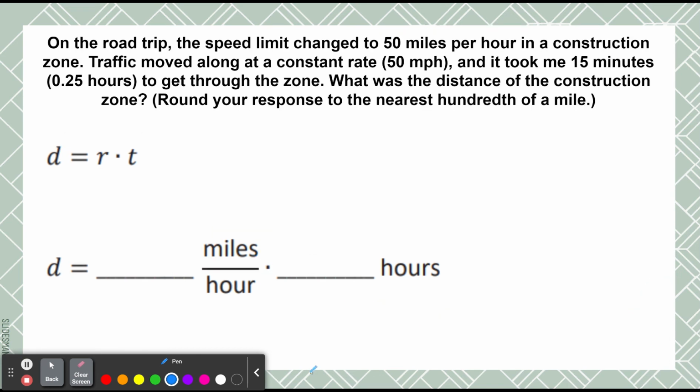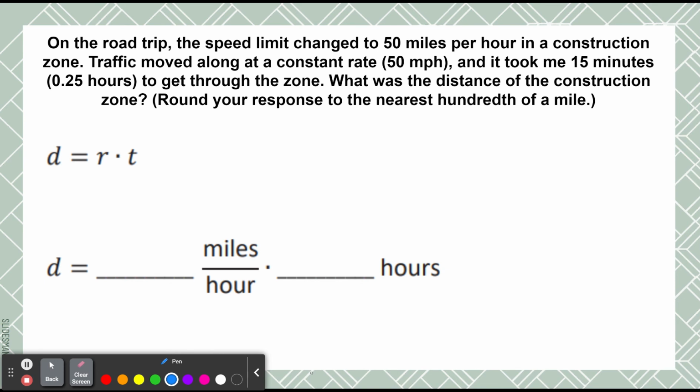On the road trip, the speed limit changed to 50 miles per hour in a construction zone. Traffic moved along at a constant rate of 50 miles per hour, and it took me 15 minutes or 0.25 hours to get through the zone. What was the distance of the construction zone?